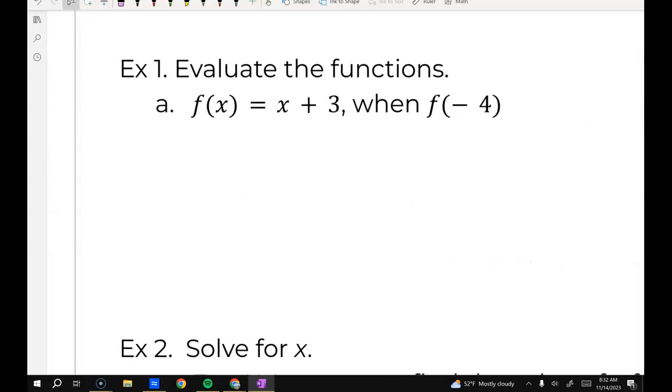So scooch over to example 1. We're trying to evaluate the function, and our function is f of x equals x plus 3. So this is the function that we're dealing with. And we're specifically asking for it when our input is -4. So here, -4 is going to be our input. And what that really means is we're going to plug in -4 for x.